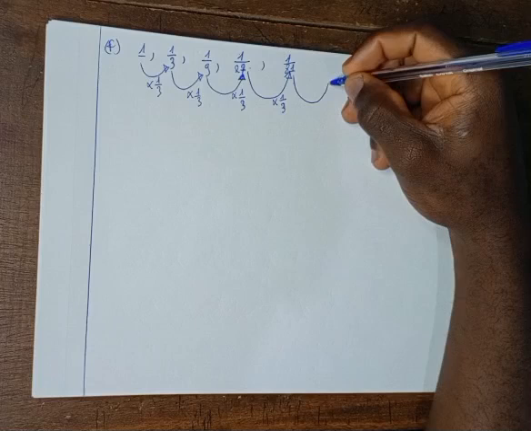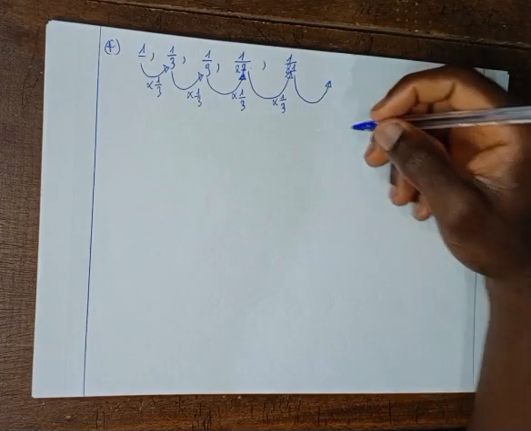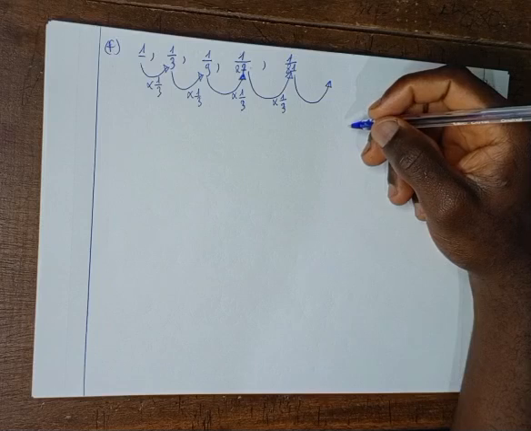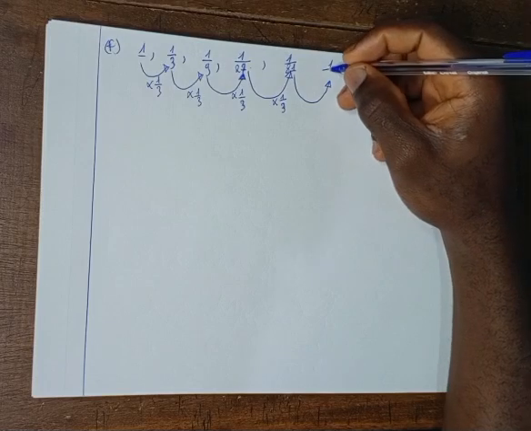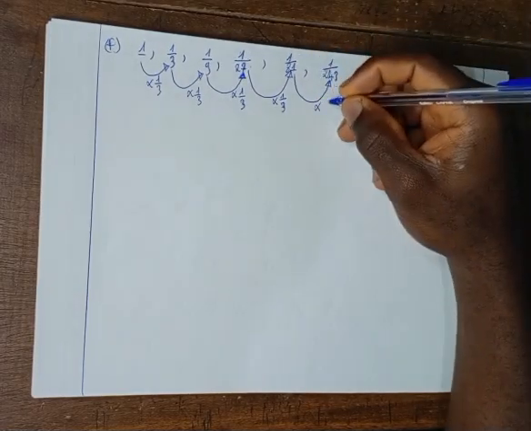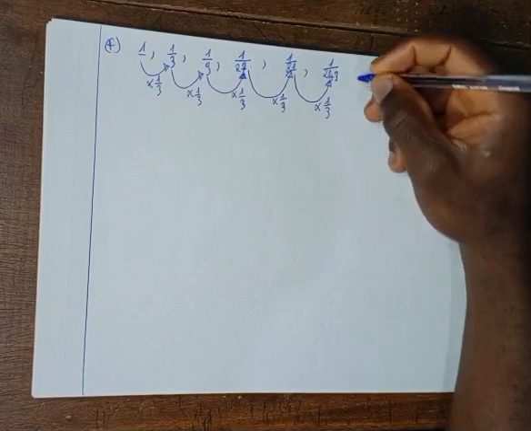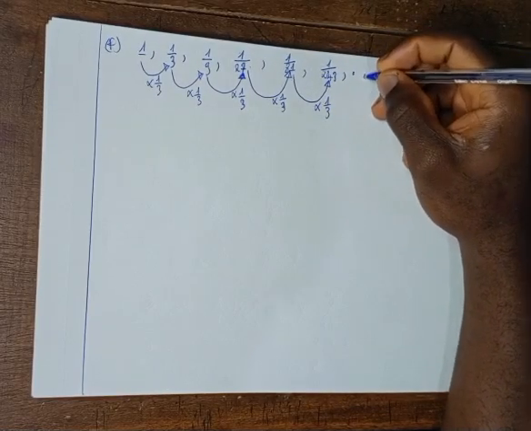Next, we need now to get the next term. We need to multiply 1/81 by 1/3, and this will simply give us 1/243. So times 1/3 is an infinite sequence.